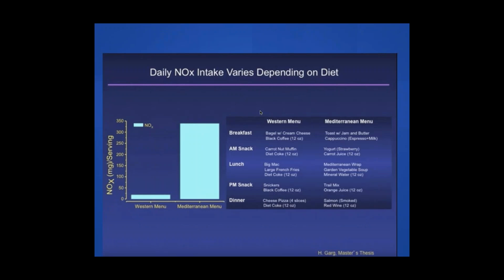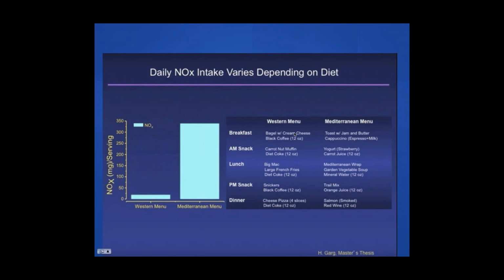So it's interesting when you compare a Western menu with a Mediterranean menu, and you can look at the difference here. The nitric oxide levels here in the Western menu are a tiny bit, and then the Mediterranean menu has lots of nitric oxide.